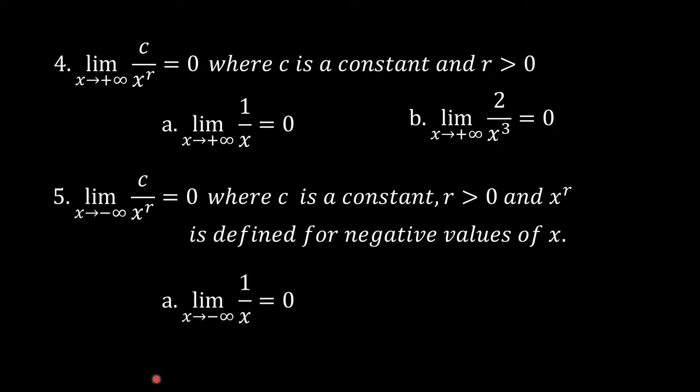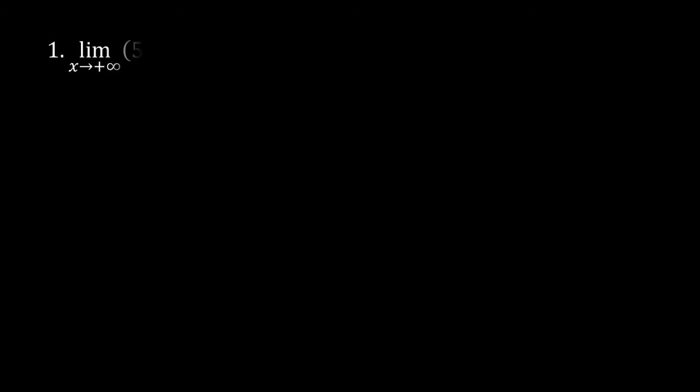Example letter A, the limit of 1 over x as x approaches negative infinity is equal to 0. Example letter B, the limit of 5 over x squared as x approaches negative infinity is equal to 0.